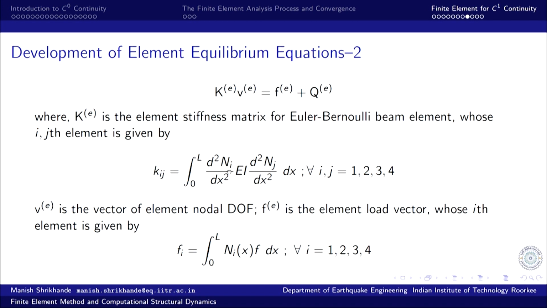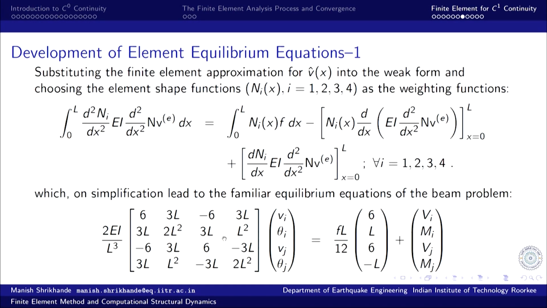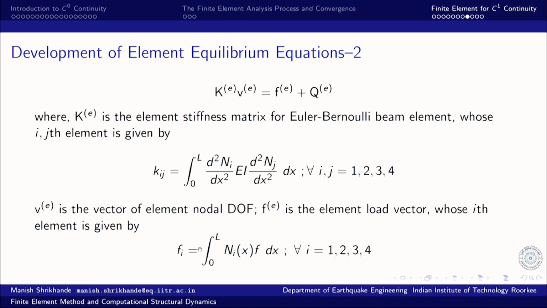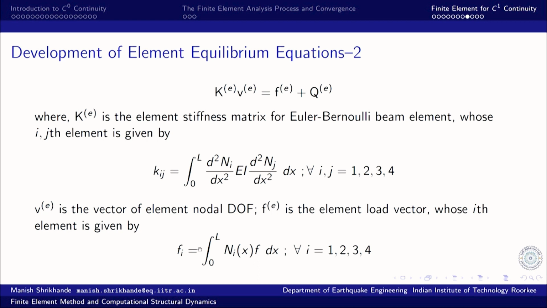If weighting functions were chosen as anything other than the interpolation functions, this symmetry would not have been there, but for a structural mechanics problem this symmetry is not only desirable, it is essential to be consistent with the mechanics of the problem and to satisfy the Maxwell-Betti reciprocal theorem. So, V E is the vector of nodal displacements, nodal primary variables. So, V I, theta I, V j, theta j. Those are the variables.